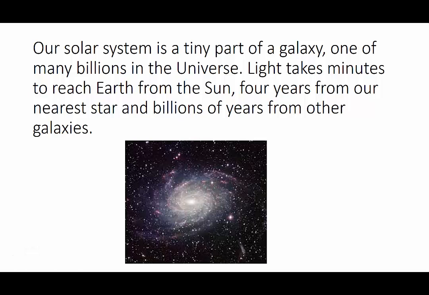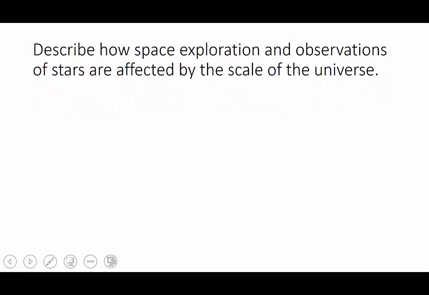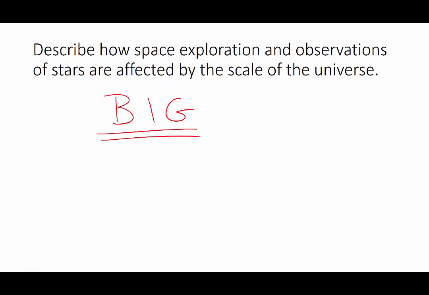Now our solar system is a tiny part of one galaxy. We're about 2/3 of the way out of our galaxy, which is called the Milky Way. And light takes quite a long time to travel from the Earth to the sun, let alone across other galaxies. So, how is space exploration affected by this? The universe and the solar system are big, really big. It takes a really long time to get anywhere in space.